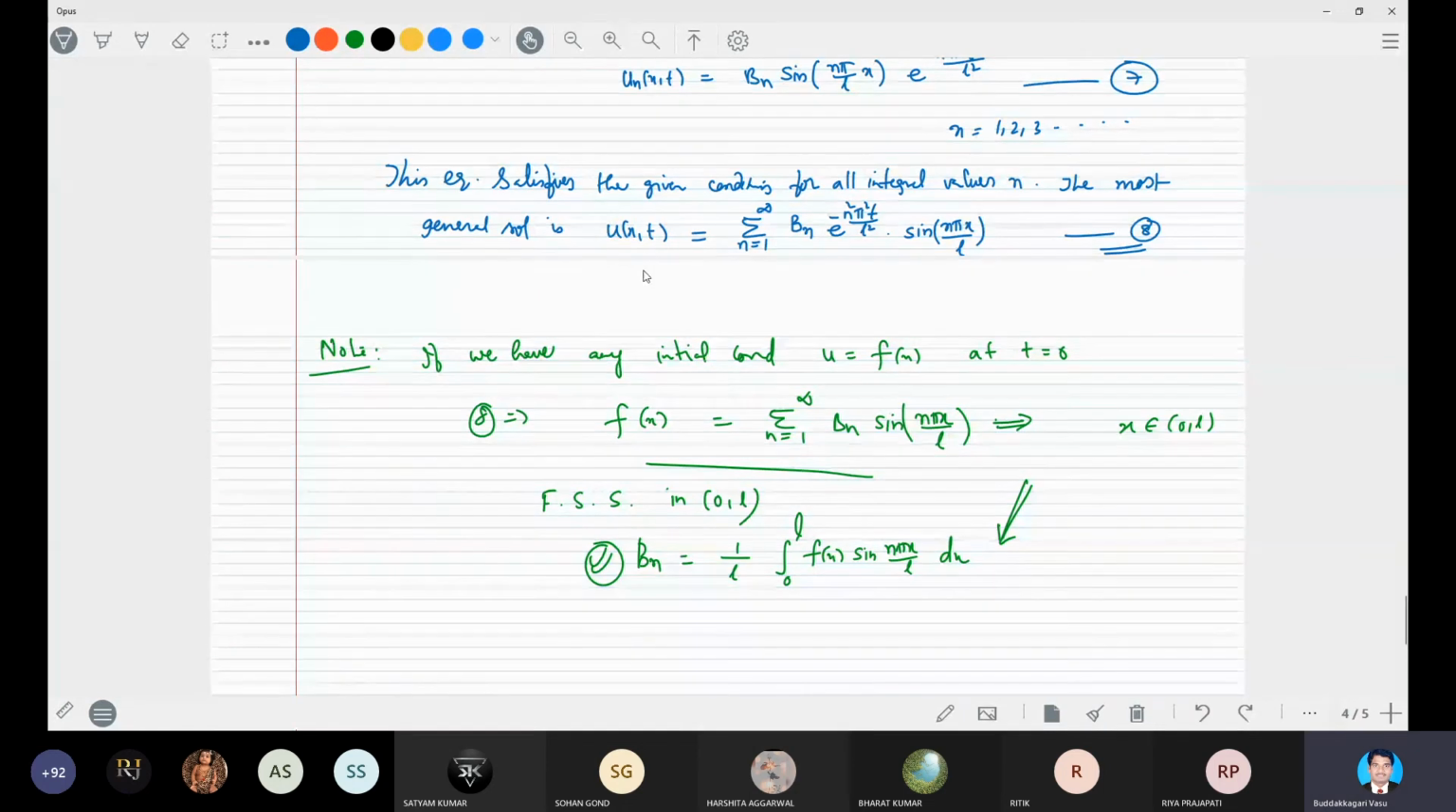Suppose there is an initial condition given like u is equal to f of x at t is equal to 0. So this solution becomes f of x is equal to like this. That is a Fourier sine series in 0 to L, half range Fourier sine series. Hence, Bn is given by 1 by L into integral 0 to L f of x into sin n pi x by L dx. Okay? So like that we have to solve.